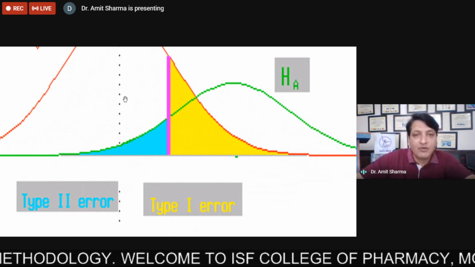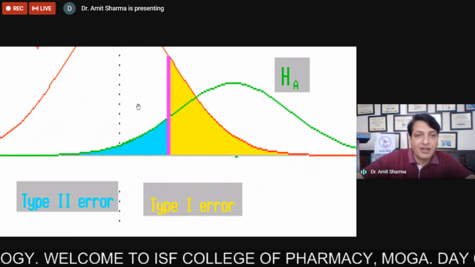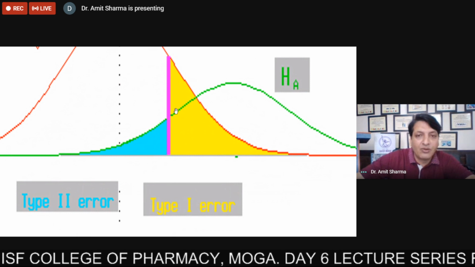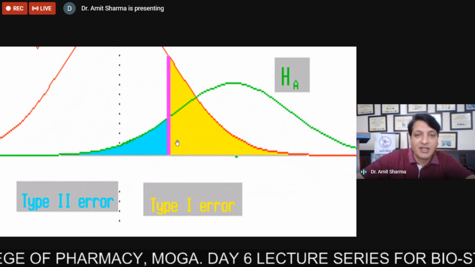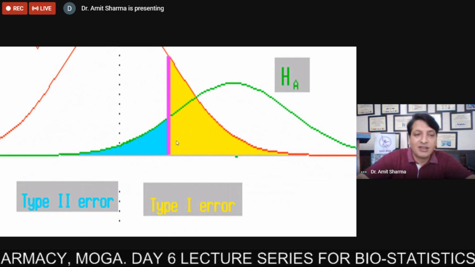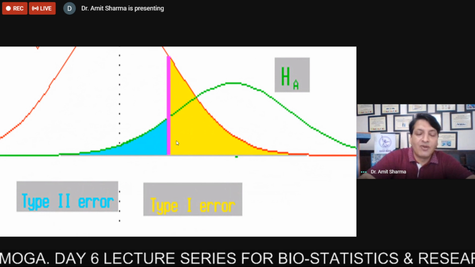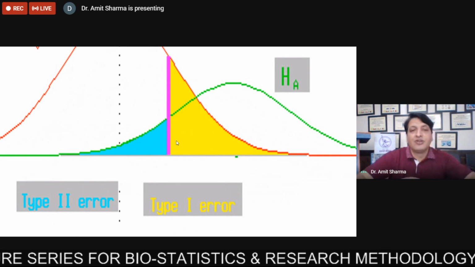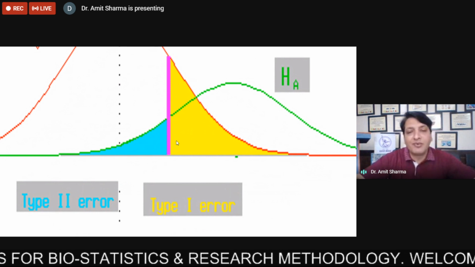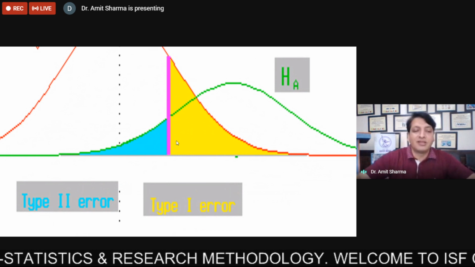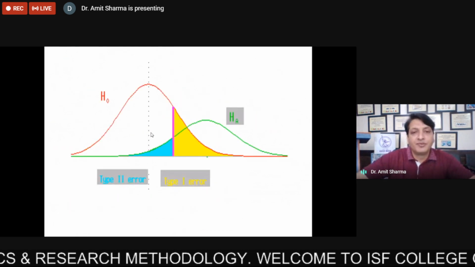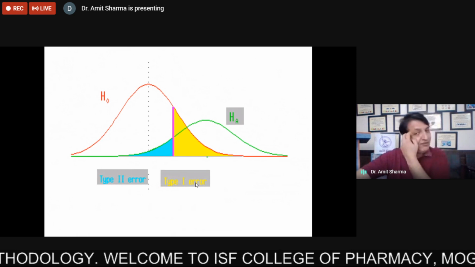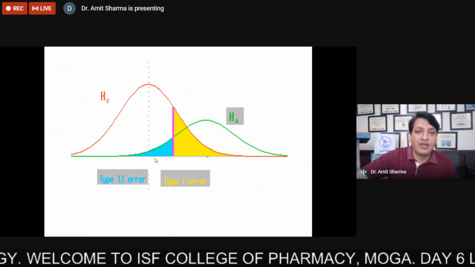For example, if I move this pink line to this side, to my right hand side, the area of the yellow side is going to increase. That means whenever the type 1 error increases, the type 2 error decreases. Vice versa, whenever the type 2 error increases in the research, the type 1 error decreases. So if one error is increasing, either type 1 or type 2, the other one is going to decrease. That is the vice versa of both. By this example you can remember that if you increase the type 1 error in the research, the type 2 is going to decrease.